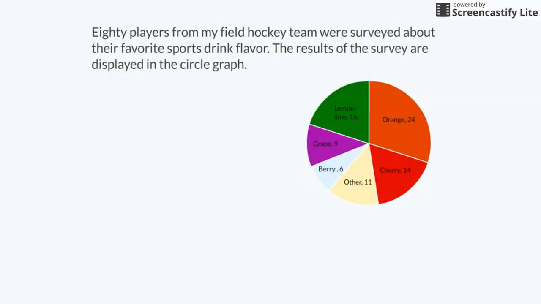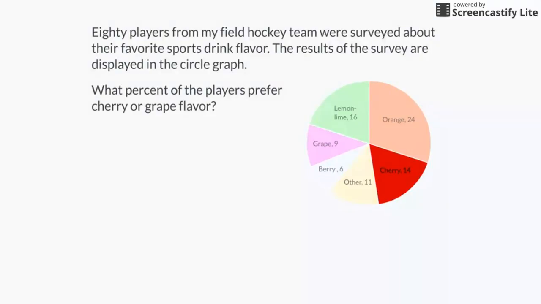Let's try one more problem. Using the same information, what percent of the players prefer cherry or grape flavor sports drink? This is a little different because I have 2 flavors. I know that 14 like cherry and 9 like grape. I will add the 2 numbers. 14 plus 9 equals 23. 23 out of the 80 players surveyed like cherry or grape flavored sports drinks.